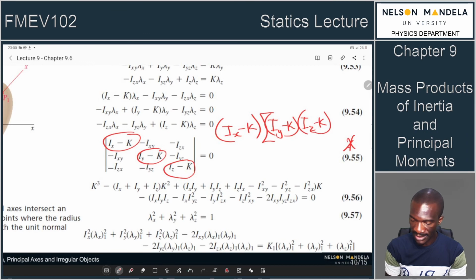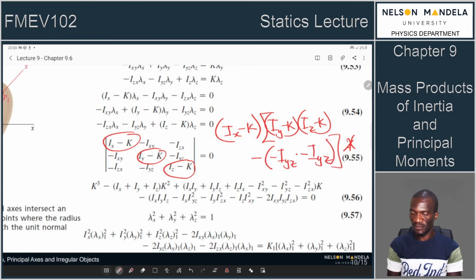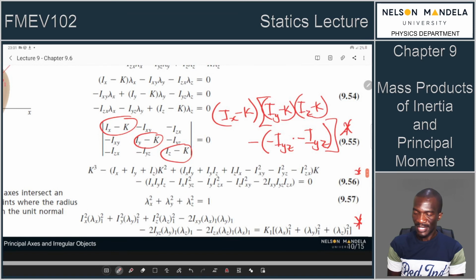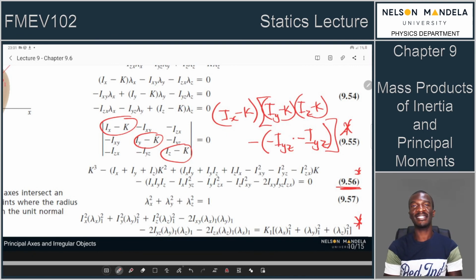Then you subtract the other ones. So what are they? It's minus iyz multiplied by another minus iyz. So that gives us your first term. If you expand that and rearrange, you will get equation 9.56. So using equation 9.56 and this condition that our lambda squareds all add up to 1, you can show that the principal moments are given by the roots of the equation 9.56.